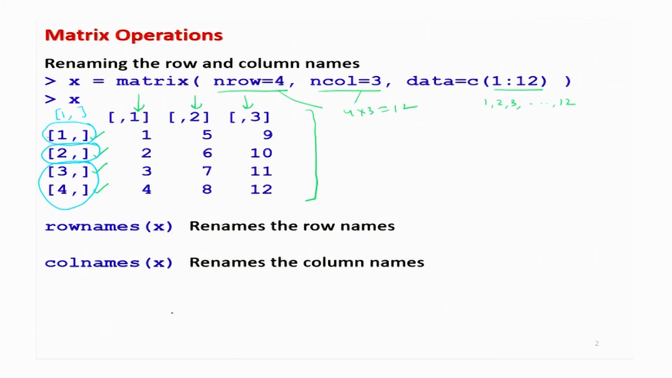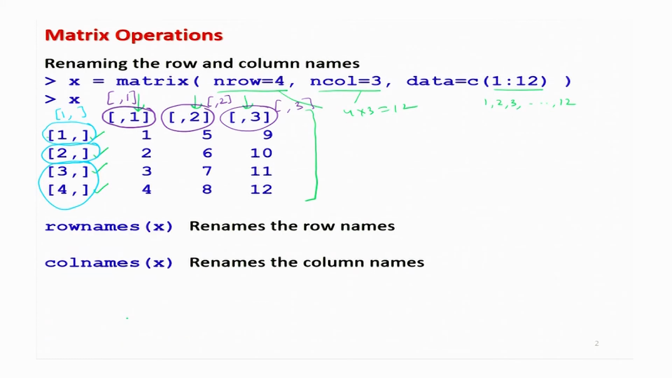And similarly, the columns also have been given a name, which is a square bracket, then comma, and then 1. This is column number 1. Similarly, column number 2 here is a square bracket, then comma, and then 2, and third column is like here square brackets, comma, and here 3. So these are the names which are automatically given by the R software to these rows and these columns.